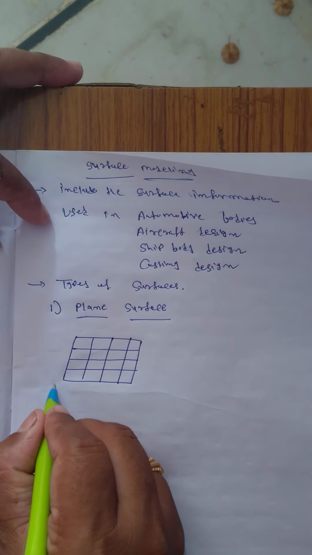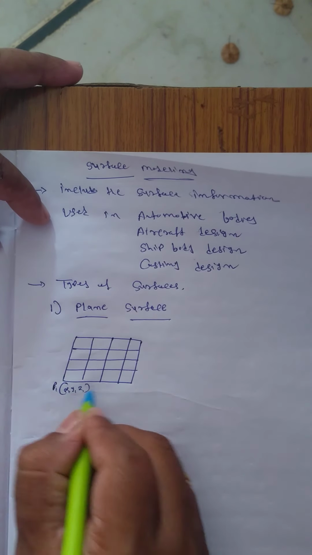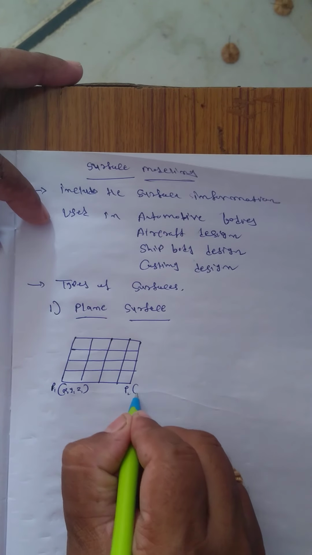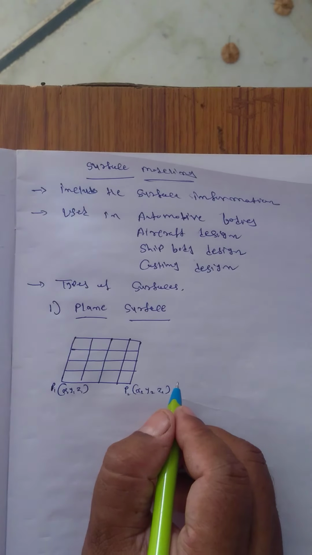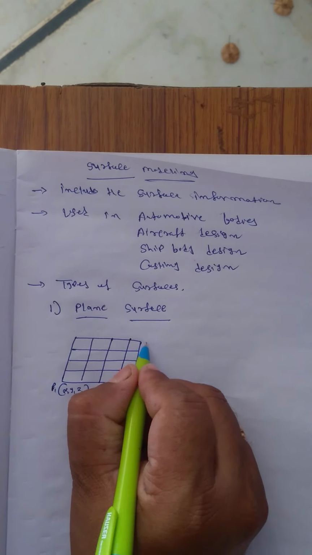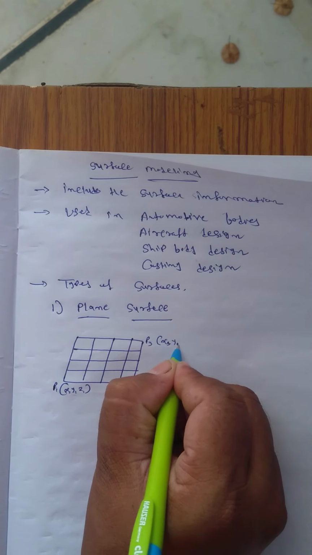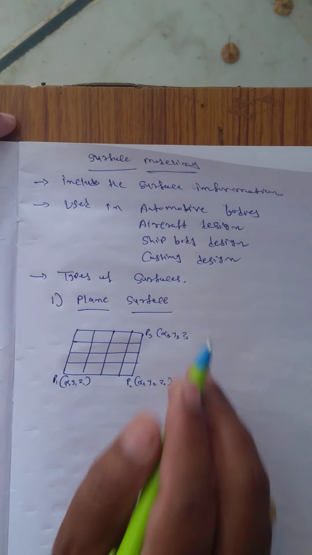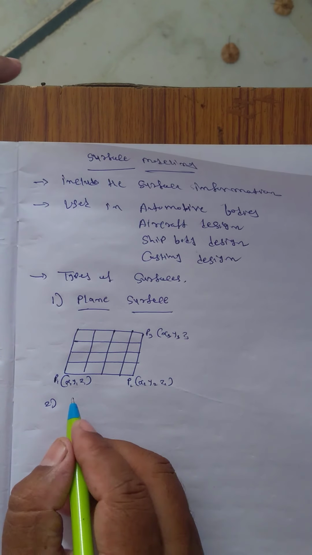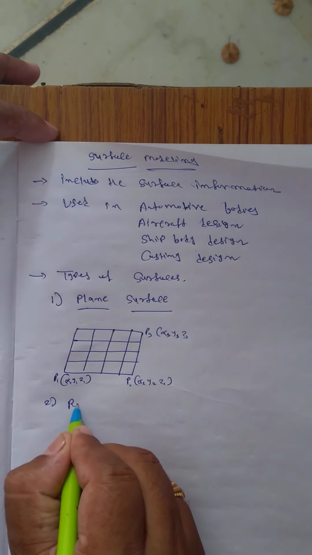Suppose you consider the point P1 of this surface, x1, y1 and z1, and also consider x2, y2 and z2. Then another point P3, x3, y3 and z3. This is called the plane surface. Then one more surface for surface modeling is the roll surface.